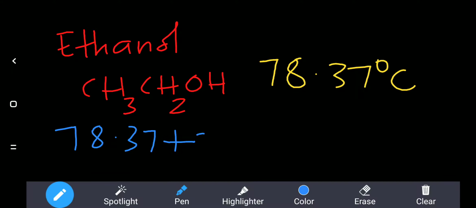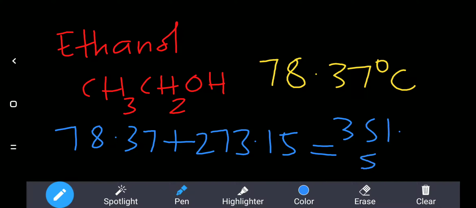78.37 plus 273.15 gives us a value of 351.52 Kelvin. So in Kelvin, what is the answer going to be? For ethanol boiling point, 351.52 degrees Kelvin, because we need to add 273.15 so as to get the conversion done. Let us move on ahead with this one.